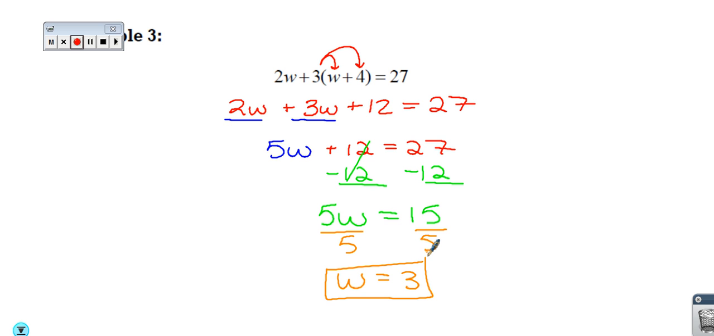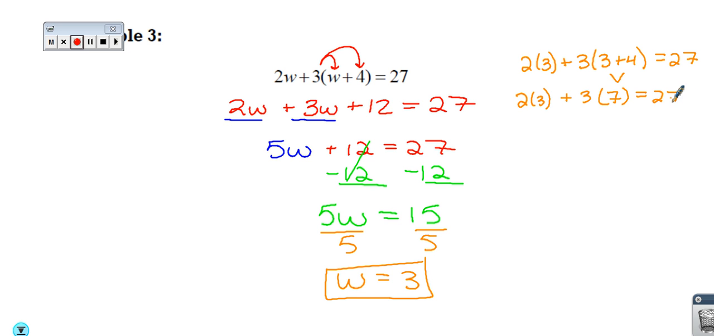Again, a quick check. Going back to the original equation, I'm going to plug in 3 for w. Once again, we are using PEMDAS, order of operations. First comes parentheses, I'm going to add. The 3 is being multiplied, 2 times 3 gets brought down, equals 27. Now I have multiplication. 6 plus 21 is equal to 27, and 27 is equal to 27. We have a correct answer.